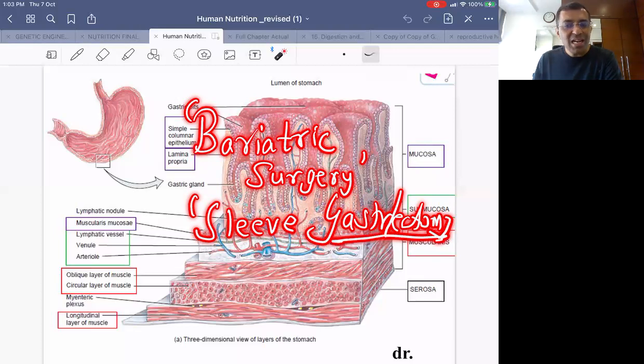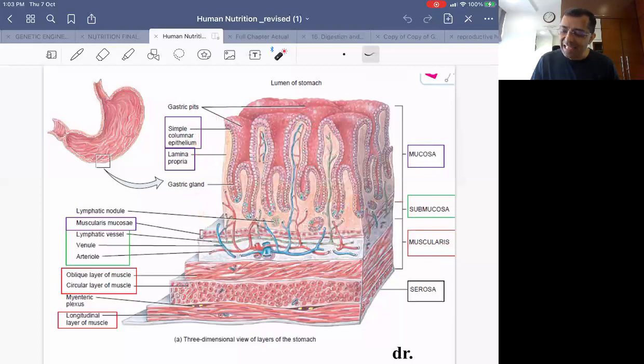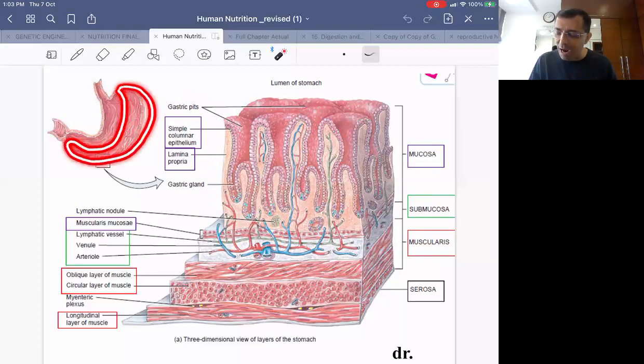Gastro, stomach. We cut and remove a part of the stomach, make a sleeve, which is called sleeve gastrectomy or a bariatric surgery. The surgeon makes a small cut, incision in the abdomen, opens up the abdomen, and he takes an incision in the stomach and removes a part of the stomach. This part is cut off, it is called resection.